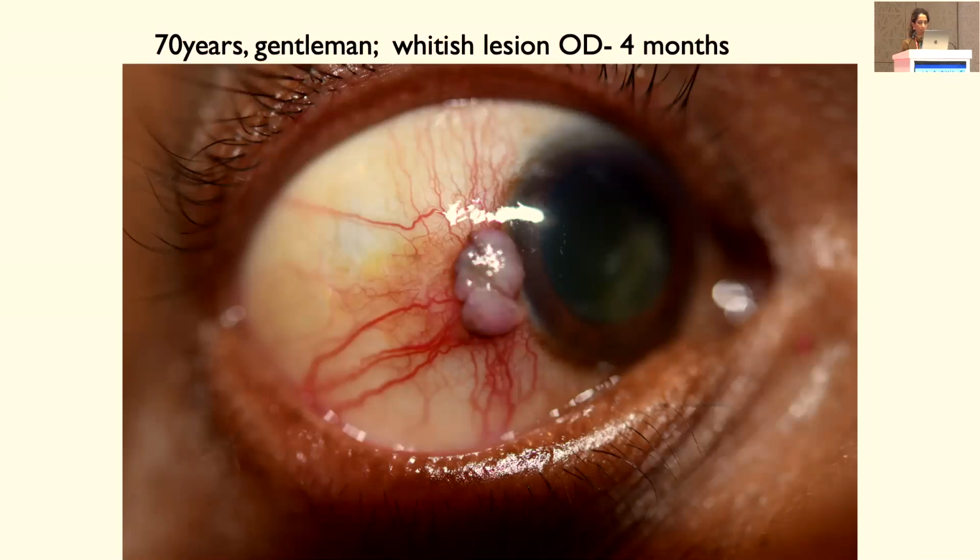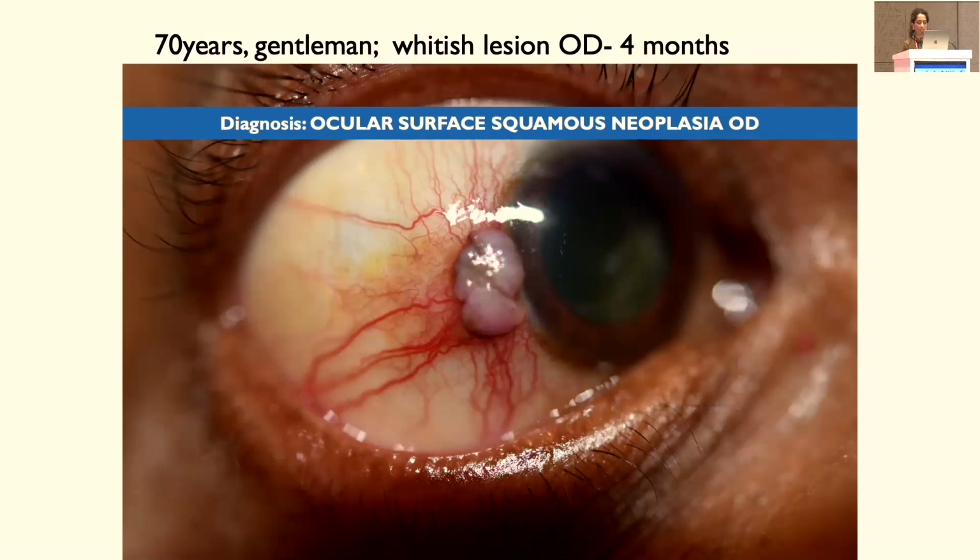That's now a 70-year-old gentleman, whitish lesion, right eye. Can I take 2 minutes? 2 minutes, yeah. Right eye, 4 months, very classical keratin, feeder vessels, right? Straightforward case, OSSN, and it arises from the limbus.